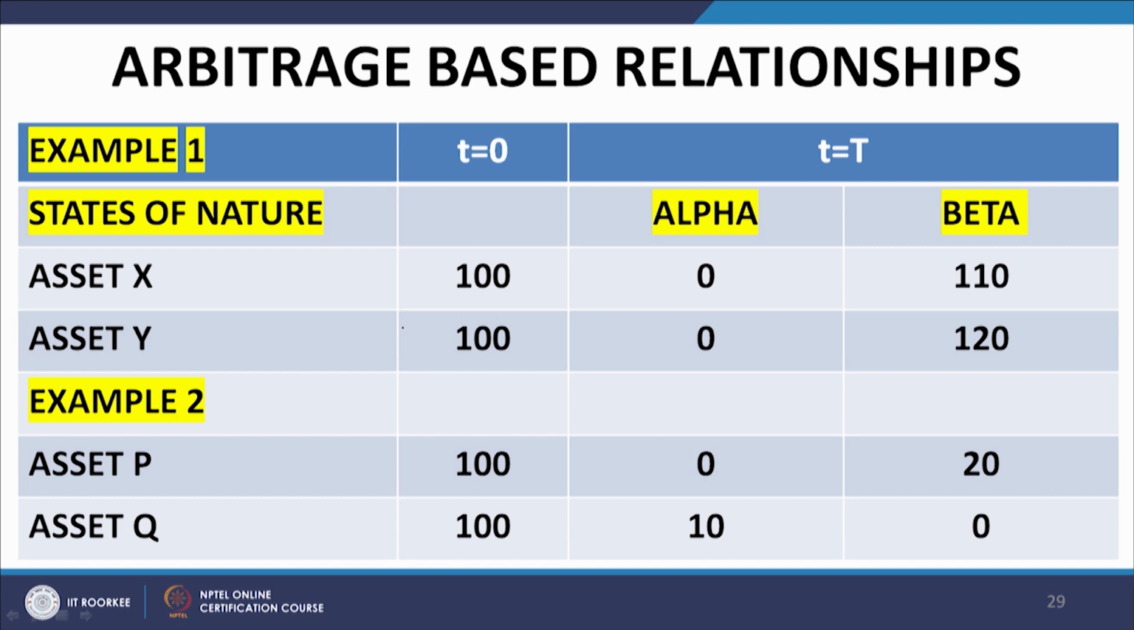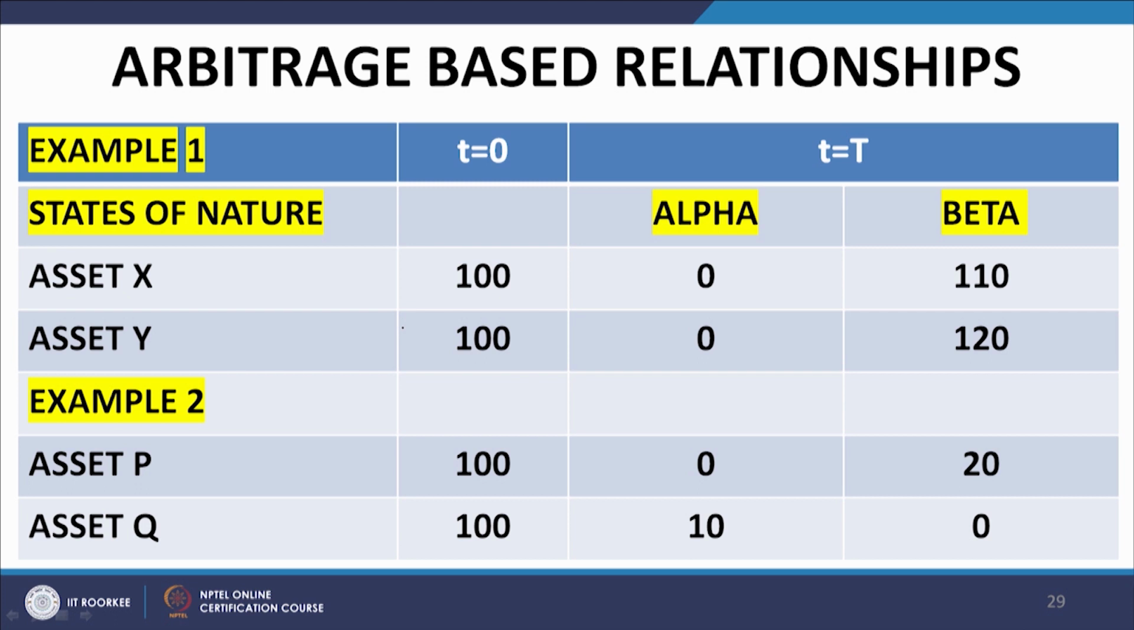Now, what can we say about arbitrage? Prima facie, it would indicate to the layman, who would immediately react, that asset P has a higher payoff in state beta of 20, whereas asset Q has a payoff of only 10 in state alpha. Therefore, asset P is definitely superior to asset Q, and because they are trading at the same price, there should be arbitrage opportunities.